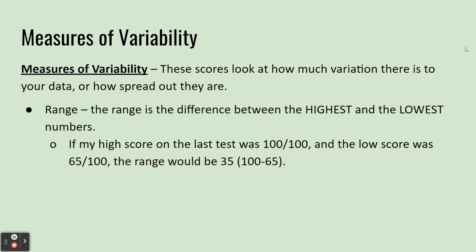There are also measures of variability. So these scores look at how much variation there is in your data or how spread out your data are. The range is the difference between the highest and the lowest number in a data set. So if my high score on the last test was 100 out of 100 and the low score was a 65 out of 100, I'm going to subtract those numbers. And it tells me that the range would be 35. So the entire class scored within 35 points of each other, or 35% of each other.